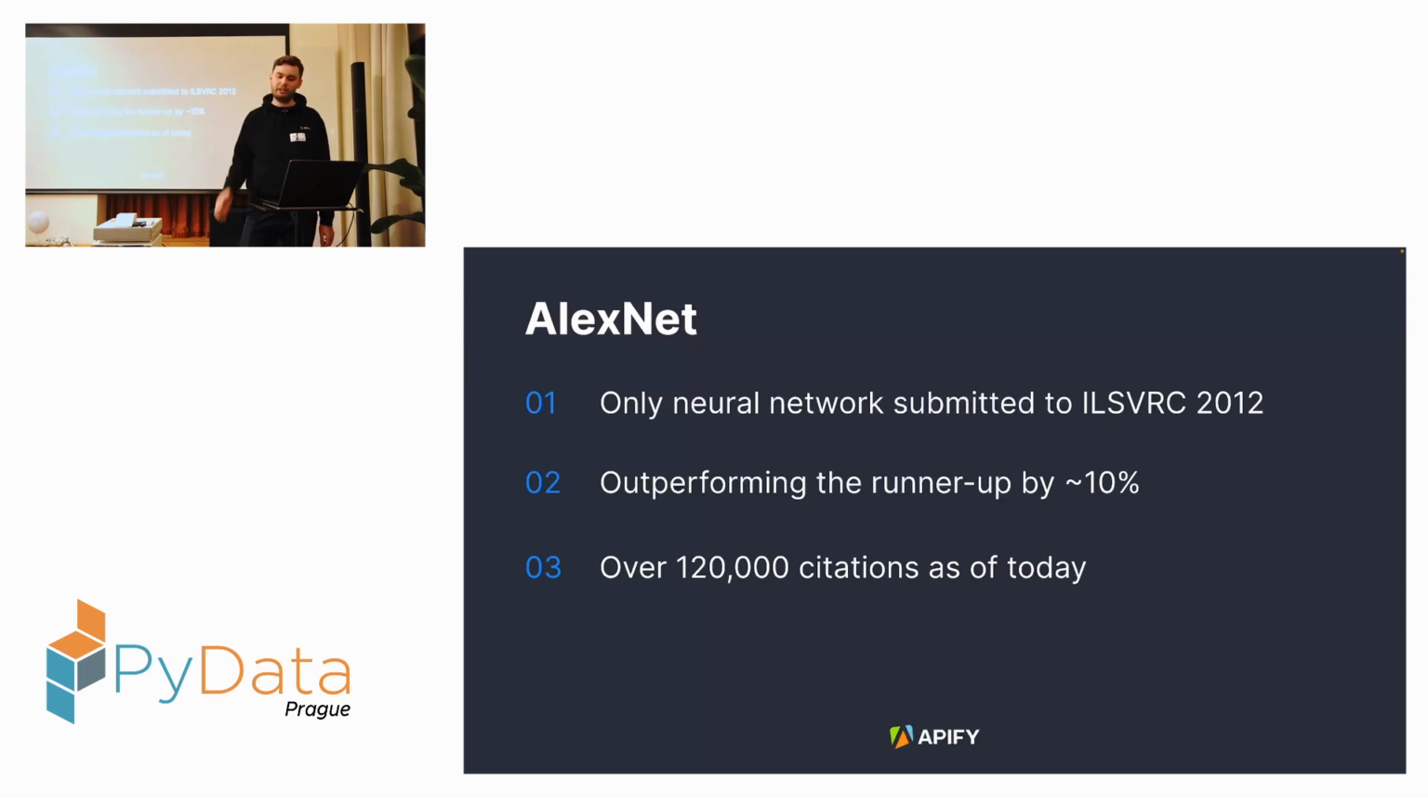It was the only neural network that was submitted to the challenge in the year 2012, and they outperformed the second best model by more than 10%. And as of today, the paper has over 120,000 citations, and it is considered one of the most pivotal papers for computer vision. Another thing to mention, the authors claim that the depth of the network was what's behind its success. So that's where the term deep learning comes from, because the network was really deep. So nowadays we have deep learning.